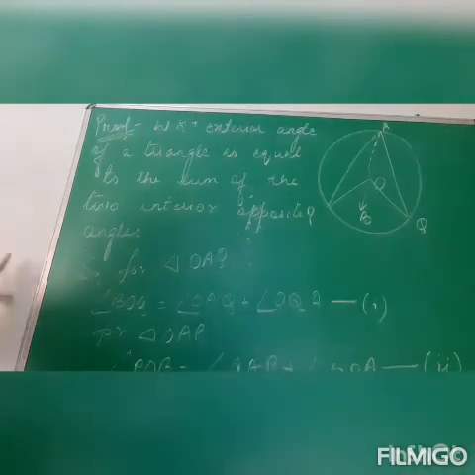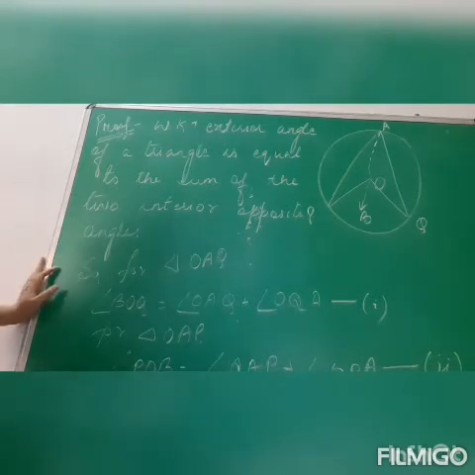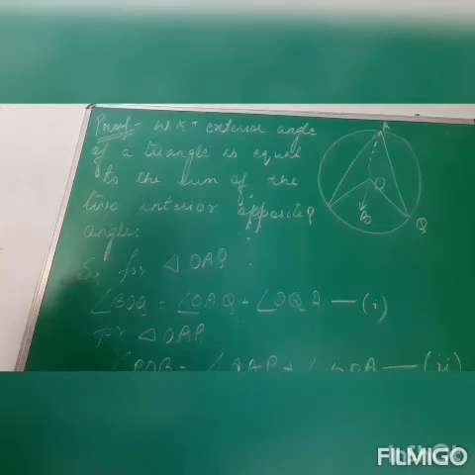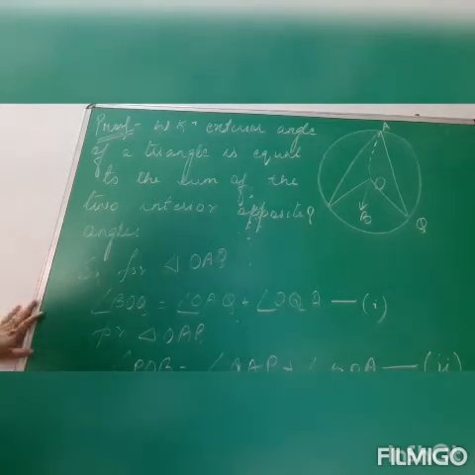To begin with, we know that the exterior angle of a triangle is equal to the sum of the two interior opposite angles. Again I am repeating, the exterior angle of a triangle is equal to the sum of the two interior opposite angles. So for triangle OAQ, we can write BOQ, that is the exterior angle, is equal to OAQ plus OQA. See in the figure, angle BOQ is equal to angle OAQ plus angle OQA. Give this as equation number 1.